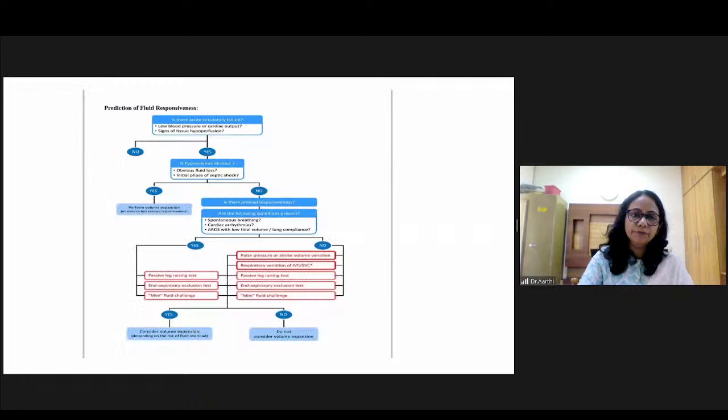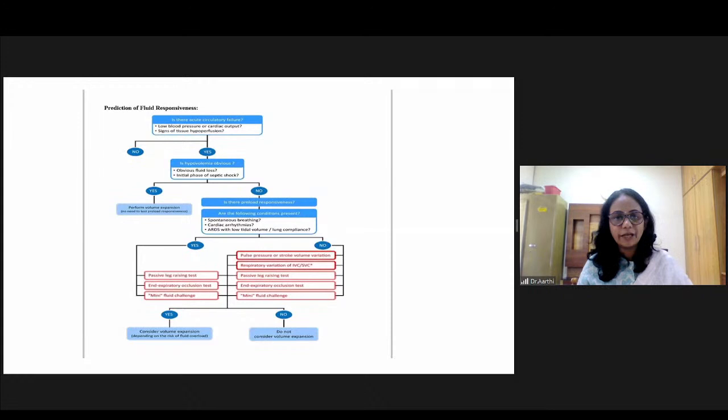So to summarize, what type of monitors can we utilize in patients with acute circulatory failure? When we have low blood pressure or low cardiac output or signs of tissue hypoperfusion, then you need to assess whether you need to give fluids or restrict fluids. So when there is fluid loss or in a patient with septic vasodilated shock, we need to go for volume expansion.